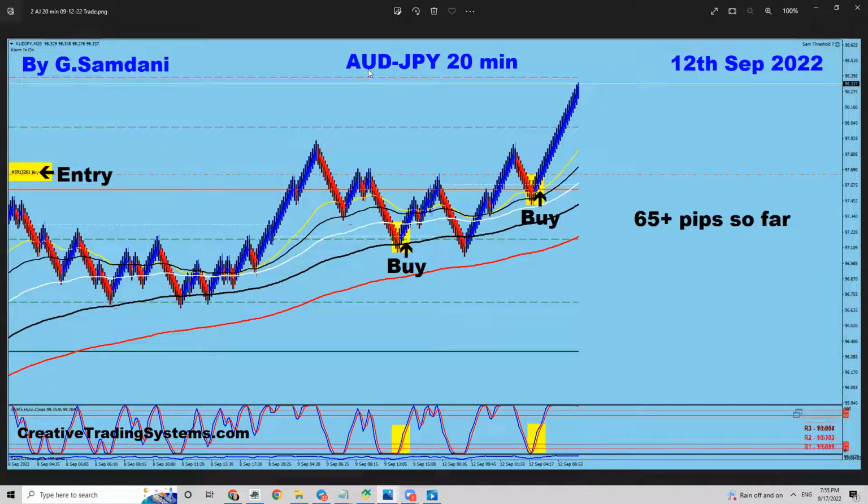The second trade on the 12th was Aussie Yen. This was before, but this is the current one that I'm showing here. This is only 65 pip. It all depends when I close the trade. It depends on the daily range, which I'll explain in another video.